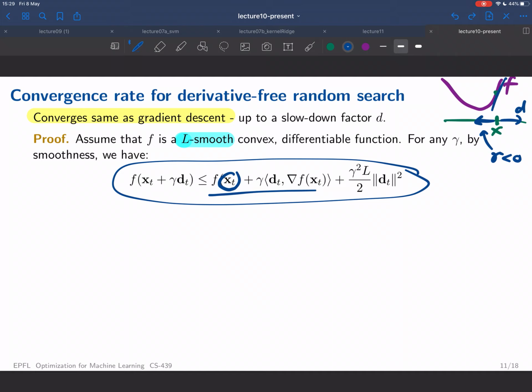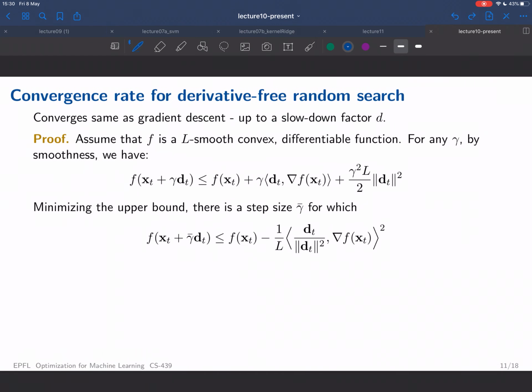And now the question is, when is this an improvement? It's still not clear if the right-hand side is better or worse than the original value on the left. With sufficient decrease, the term here was negative, so we got an improvement. Now it's not so clear if the linear term plus d is negative, and that will depend a bit on how well this d direction is aligned with the gradient, and that's what the middle term here is doing.